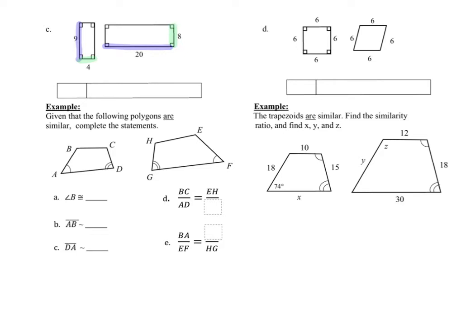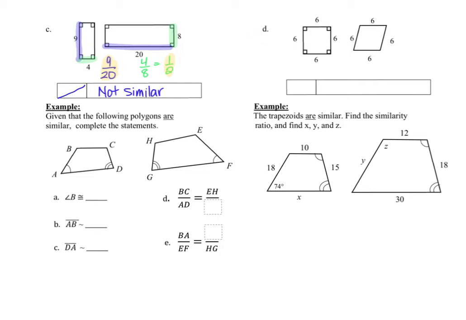So let's write some ratios to see if this one is an enlargement of the original. So my first ratio is going to be 9 over 20. 9 over 20 cannot be simplified because they don't have any common factors. So let's go with the next side. We have 4/8, which simplifies to 1/2. So notice that these ratios are not the same. That means that these sides are not proportional. Therefore, these are not similar.